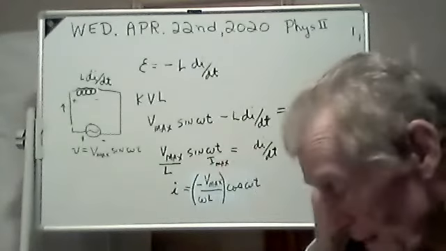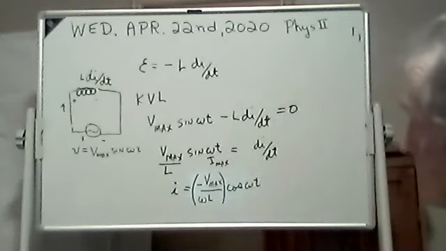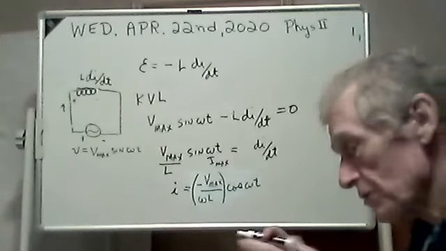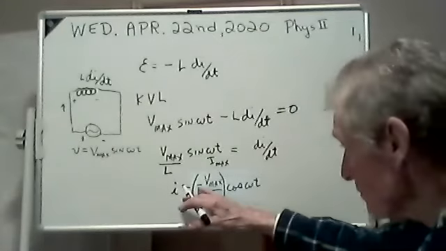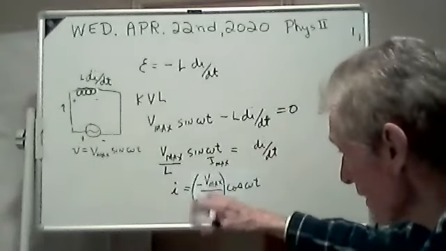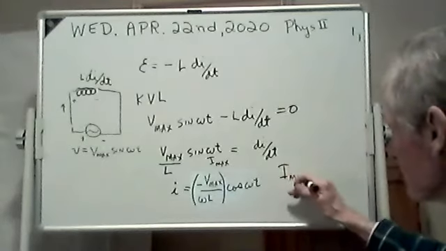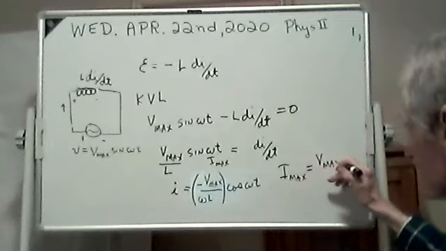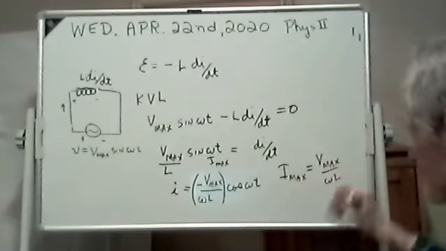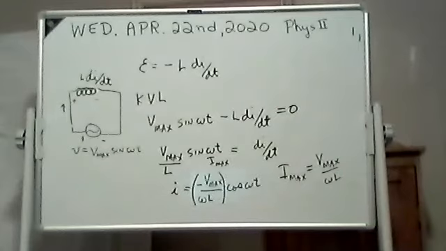Now we know that the maximum current varies plus and minus. Remember our graph, I erased it, but sometimes it's going one way and sometimes the current's going the other way. But the amount, never mind the minus, the amount is that. So let me write that. The maximum current is V max over omega L. Now I know it's minus when it's going one way and plus going the other, but that's the amount.